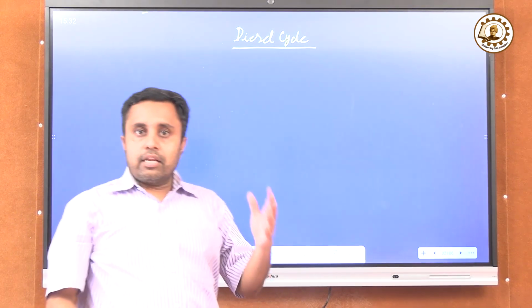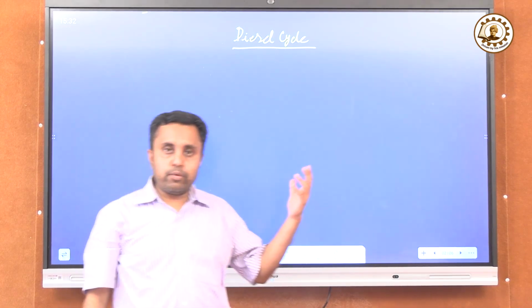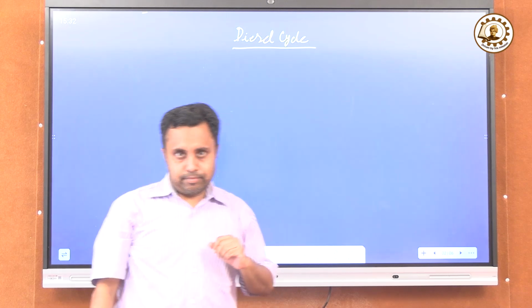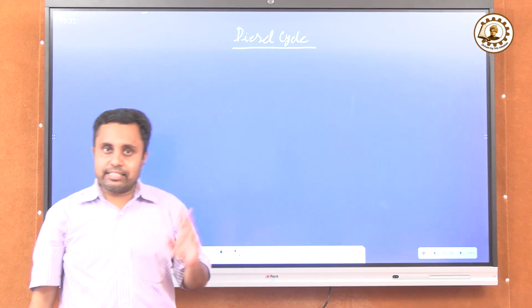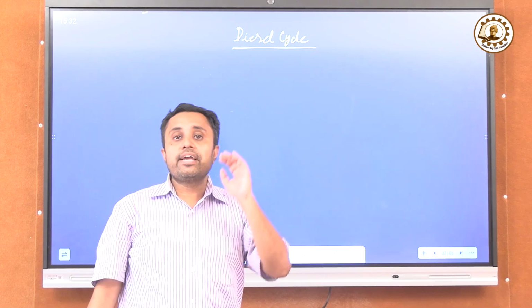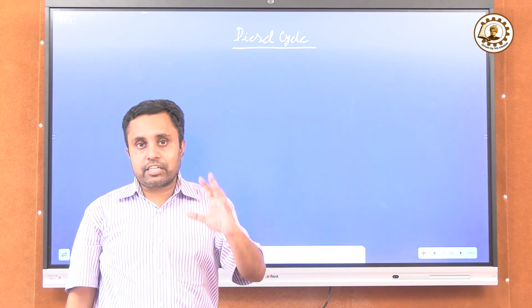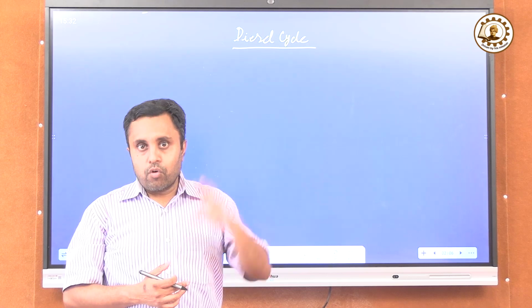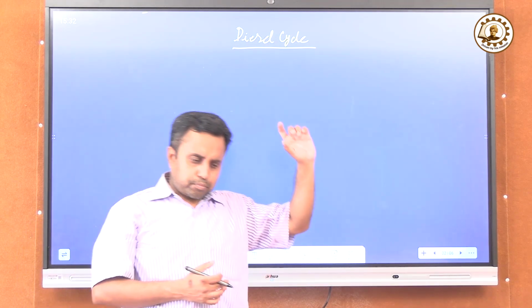Previously, in the Otto cycle, we said that it is a spark ignition engine, and today we know that it is a CI engine. Both the SI engine and CI engine are part of the IC engine, that means internal combustion engine. Internal combustion means the combustion happens inside a closed chamber, where there is a piston and a flywheel.